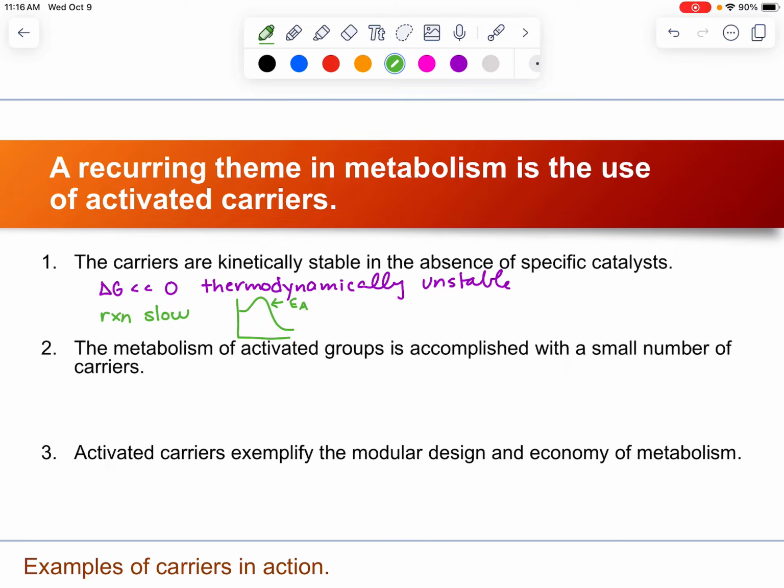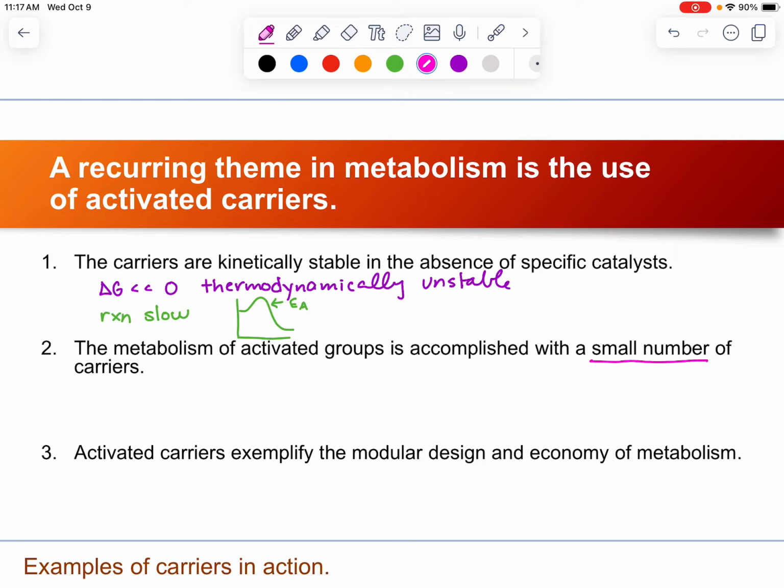The second piece we want to look at is that the metabolism of activated groups is accomplished with a small number of carriers. We're going to see the same carriers used over and over. So we can talk about phosphate transfer, electron transfer, 2-carbon group transfer, 1-carbon group transfer. These are part of lots of oxidative reduction reactions, but just a small number of molecules are the carriers of these electrons and these phosphates.